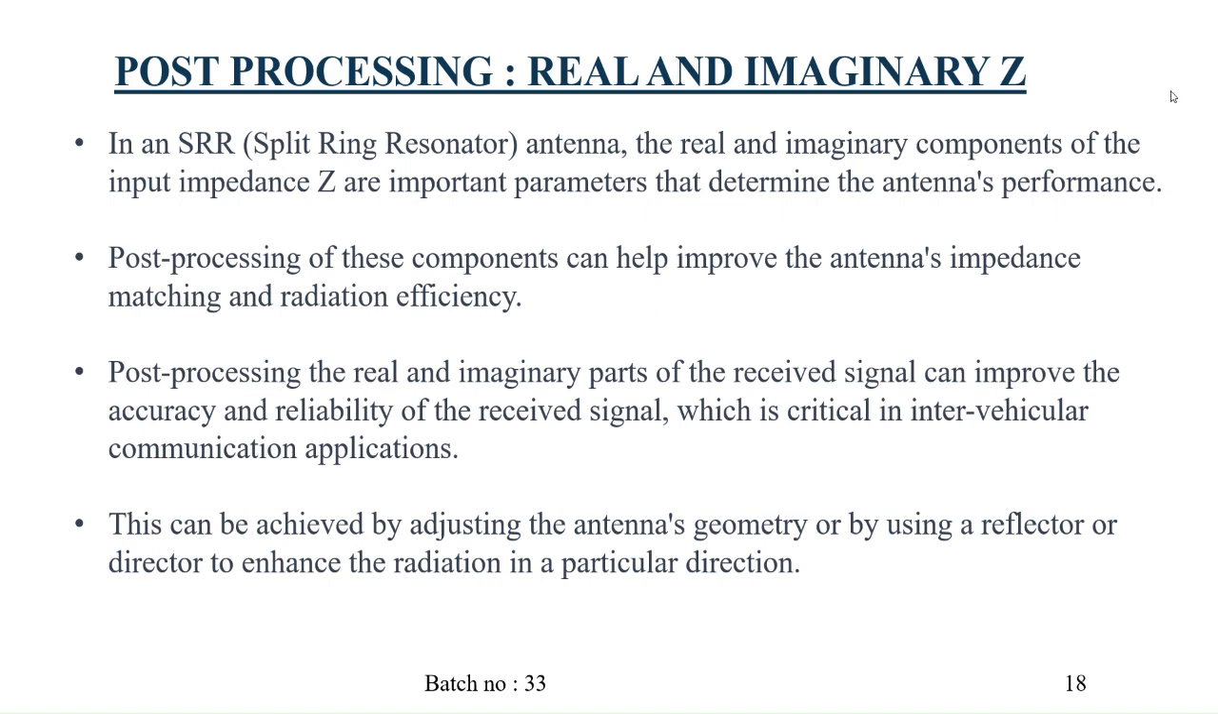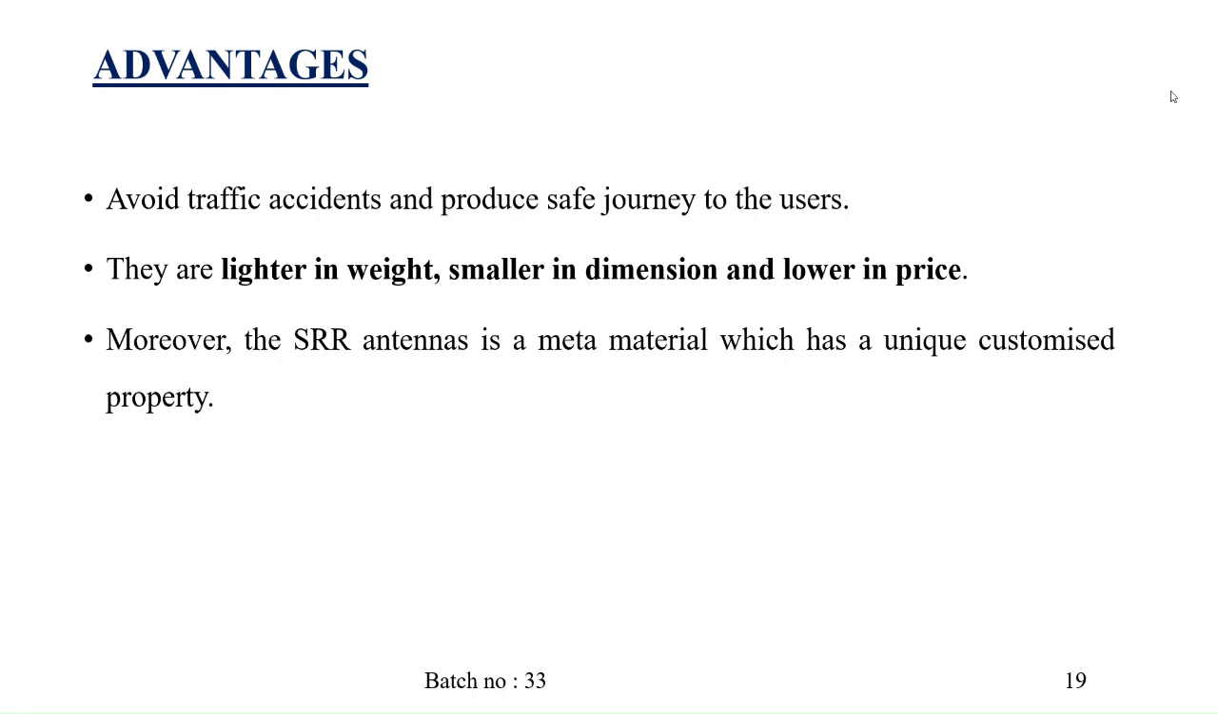Post-processing the real and imaginary parts of the received signal can improve accuracy and reliability of the received signal, which is critical in intervehicular communication applications. This can be achieved by adjusting the antenna's geometry or by using a reflector or a director to enhance the radiation in a particular direction. These are the advantages of our project.